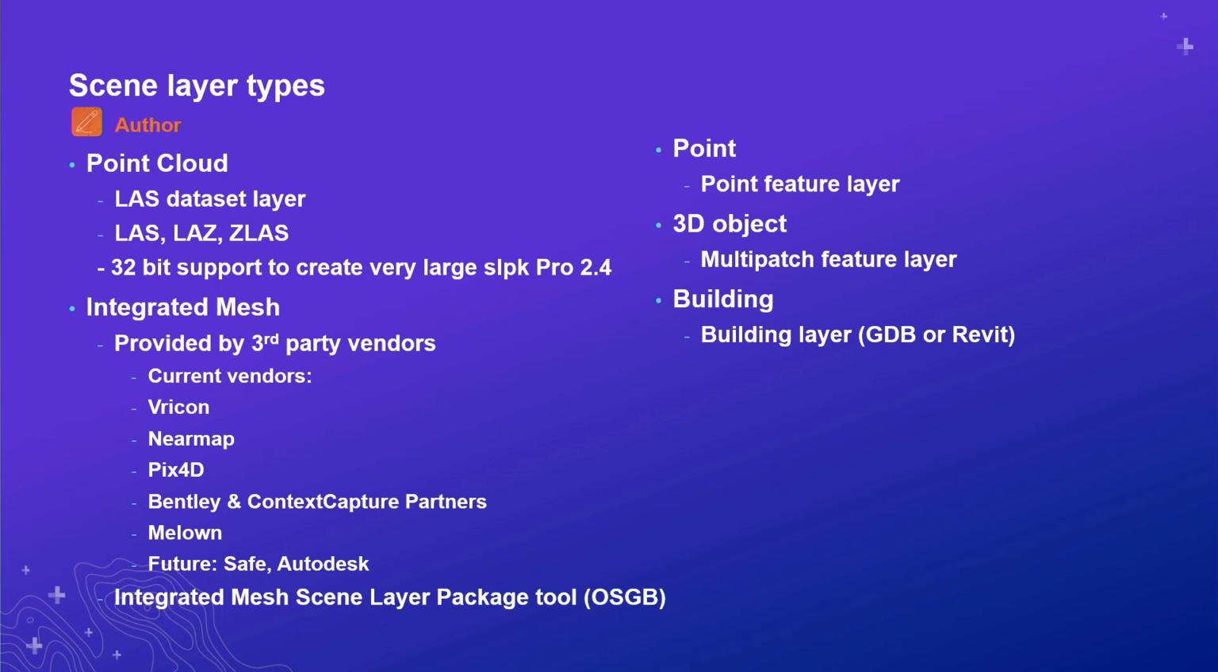The latest layer type we introduced was the building scene layer created from a building layer. Building layers allow you to visualize 3D building information in ArcGIS. And with the building scene layer, you can share this information across the ArcGIS platform.